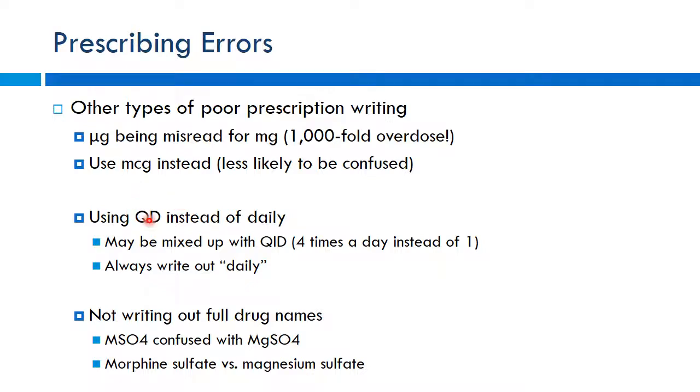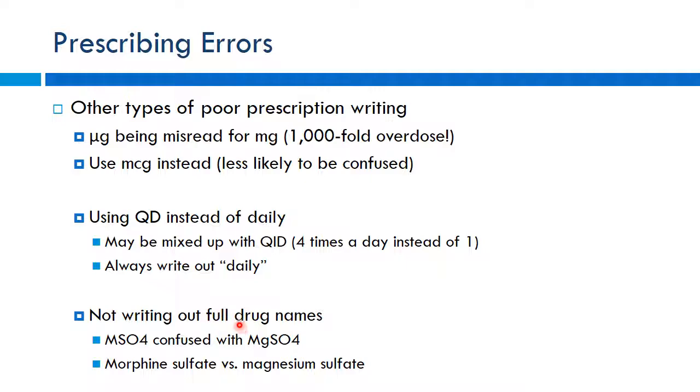This is a big one we don't use anymore. If you see something like take 1 tab QD, QD sometimes can get misread as something like QID. That's why we don't use that anymore. So just write out daily, right? It's easier just to write that out and you don't have to worry about it. Otherwise, instead of getting it 1 time a day, they might get it 4 times a day.